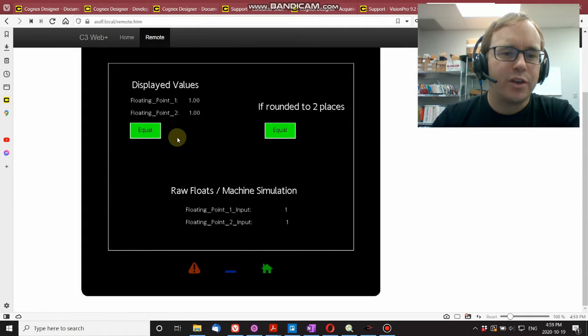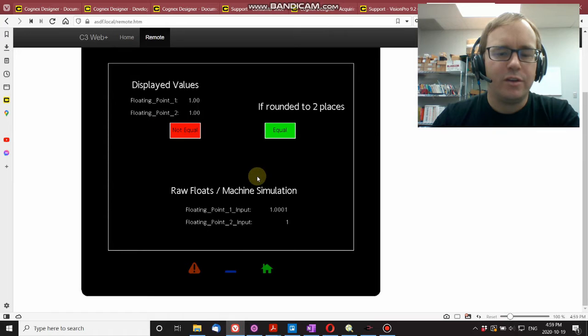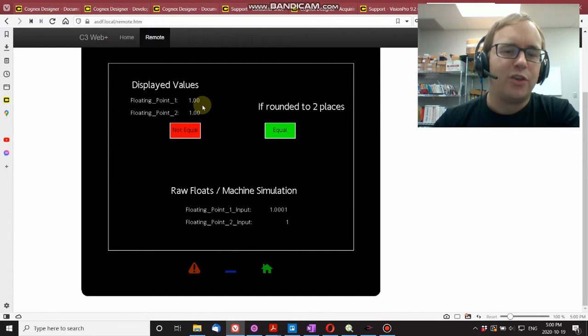This is what the operator is going to see on the HMI panel. And I've got it set now to 1 and 1, so obviously they're equal. But if I go to 1 point, add a couple zeros there, all of a sudden they're not equal. But they appear to the operator to be equal, as shown if you round it. But they're not. And the reason is that the HMI is an HMI. It's a human-machine interface designed to show things to the human, not analyze the data coming in. Though you can do that as well.